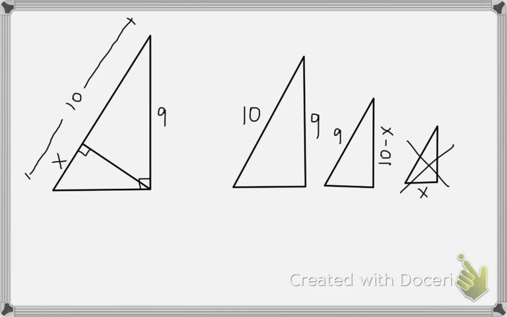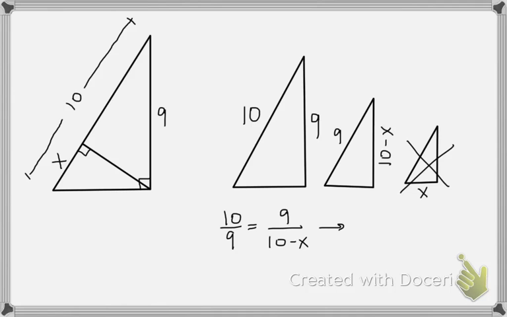So now I can set up similar fractions. Let's say that I do 10 is to 9 in this triangle. What would be the matching setup for the other triangle? 9 is to 10 minus x, yep. All right, so I need to cross multiply on this and solve it.